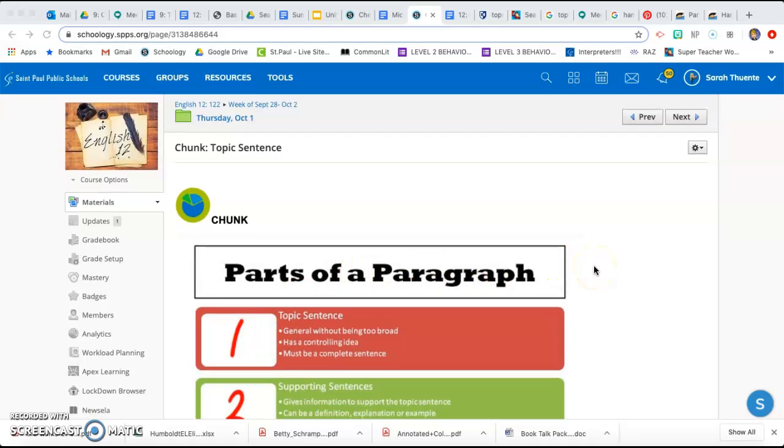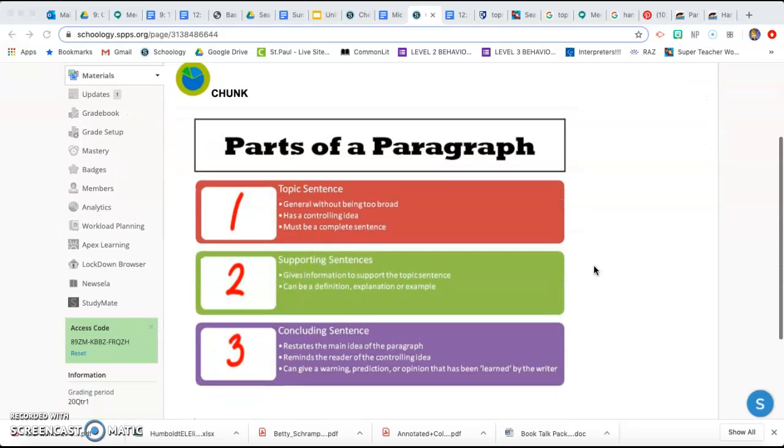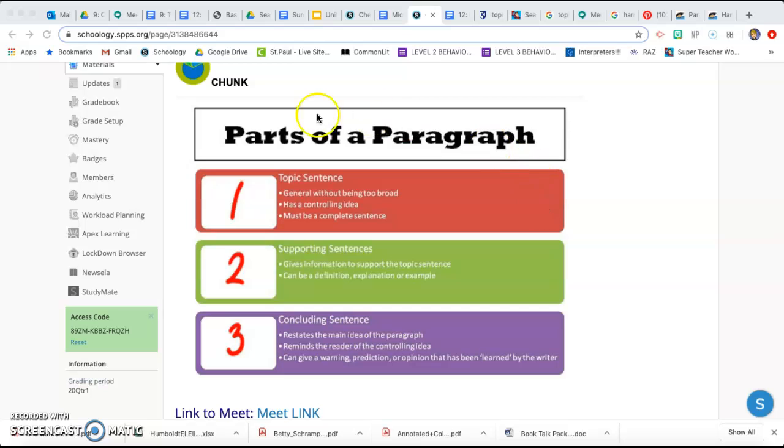Miss Christensen and I were reading your narratives and we kept noticing a common thing happening. We are struggling with our paragraph writing, not only forgetting to indent where we push that first line in, but also just making sure that we have what we call topic sentences and all the parts that are important to a good paragraph. So in your Schoology page today, you're going to see a little graphic organizer.